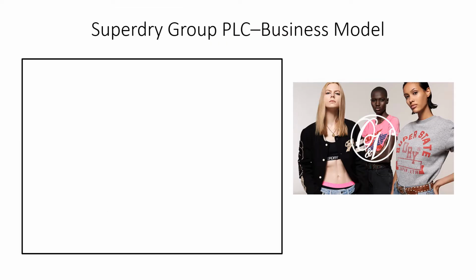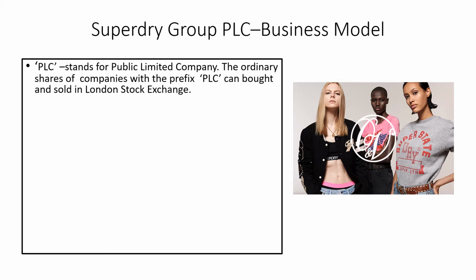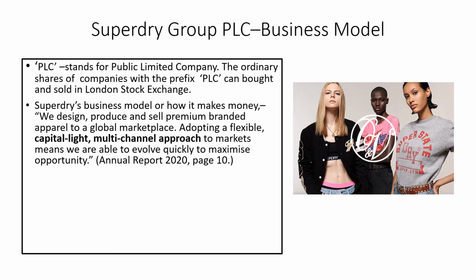Well, we're going to start off with a company called Superdry Group PLC. The word PLC stands for Public Limited Company. The ordinary shares of companies with the prefix PLC can be bought and sold in the London Stock Exchange. Now, to interpret or to identify or perhaps understand the data in the financial statements, it is important that we understand what that company's business model is, or how it makes money. And this is what Superdry says.